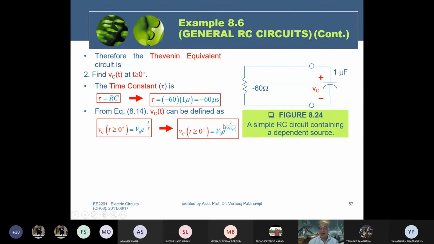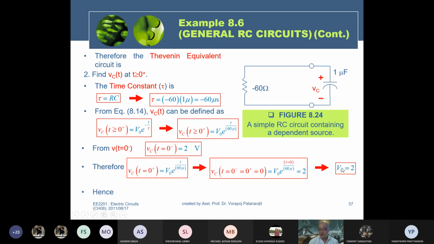Therefore, VC will be increasing from time to time, because the Thevenin equivalent circuit makes the resistance negative. Now for time equal to 0, VC equals 2 volts, from the question given to you. You know that V naught equals 2. Therefore, the general form of the solution of VC is 2e power t divided by 60 micro.